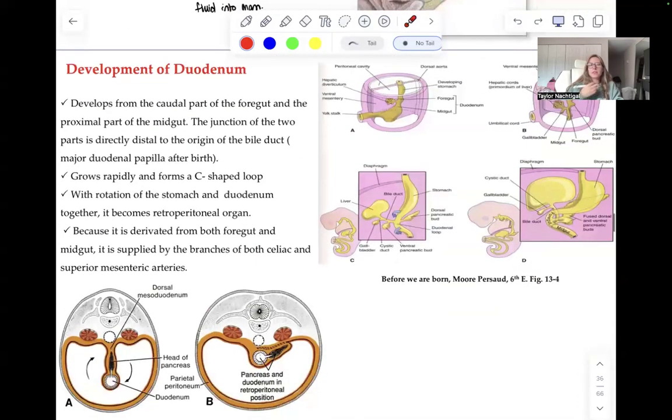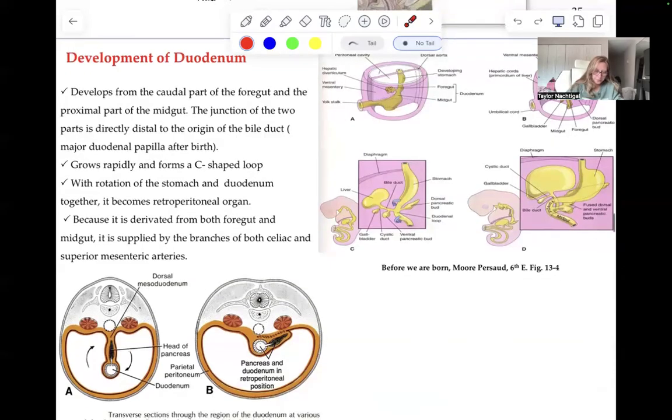Okay, the development of the duodenum, moving on. Development from the caudal part of the foregut. So again, we're moving caudal towards the end of the foregut. We're not at the mouth anymore. We've descended down past the esophagus and lungs, past the stomach. Now we're hitting the duodenum. And it is just proximal to the midgut. So we're almost at the end of the foregut at this point.